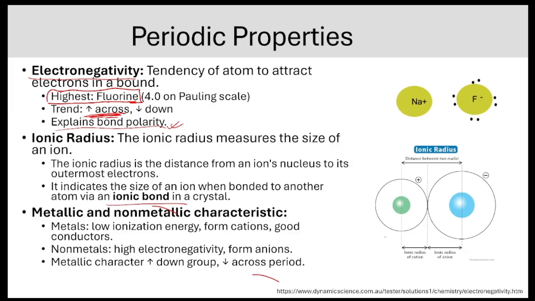We can see here, instead of a neutral atom, now we have an ion with positive charge and negative charge, and this is the radius. Instead of the distance between two nuclei, this is the radius from the outermost shell to the nucleus of an ion. And then the periodic nature, metallic and non-metallic characteristics, we already talked about in the previous slide.